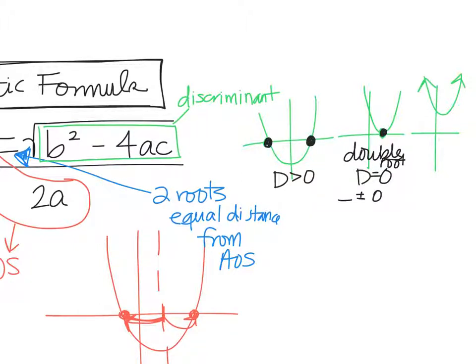And then the last one is if our discriminant is less than 0. If we're taking the square root of a negative number, that's not something we're allowed to do, which is going to indicate that this parabola is never going to cross the x-axis, so there are no real solutions, or we call that two imaginary solutions.